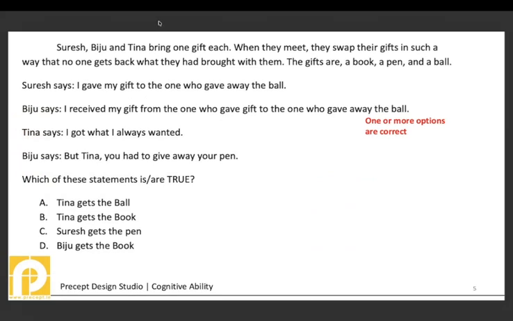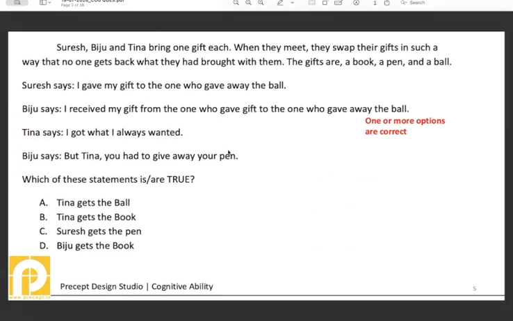So, Suresh, Biju, and Tina bring one gift each when they meet. When they meet, they swap their gifts in such a way that no one gets back what they brought with them. These gifts are a book, a pen, and a ball. And there are 3 people, Suresh, Biju, and Tina.